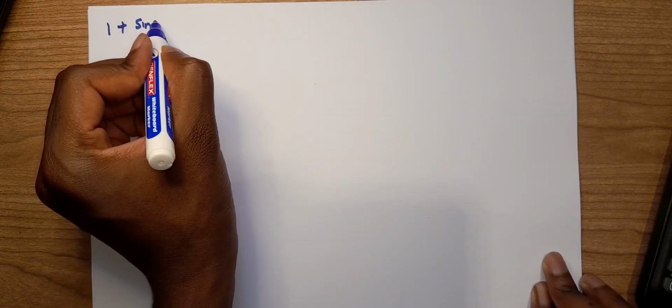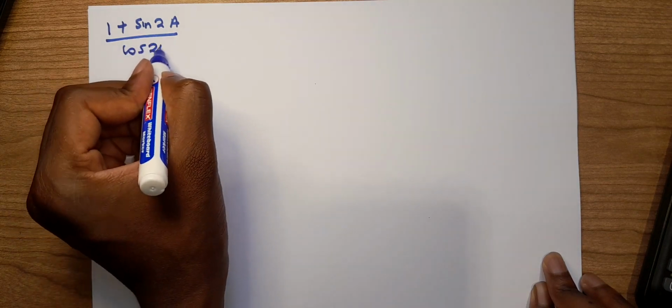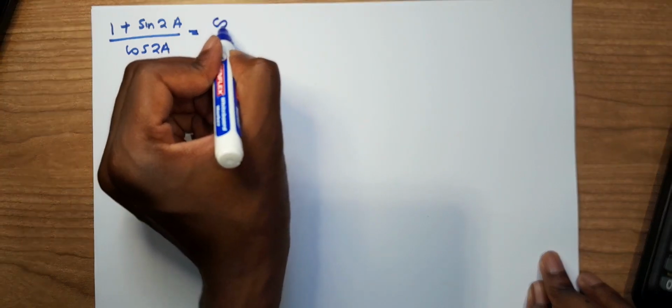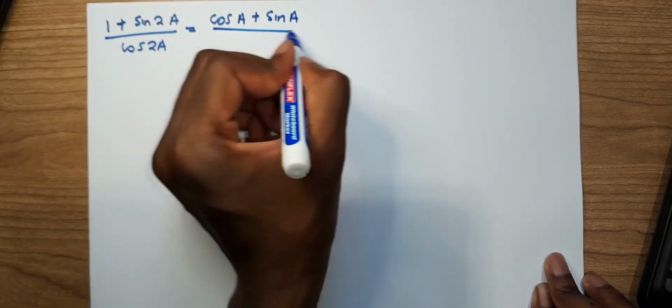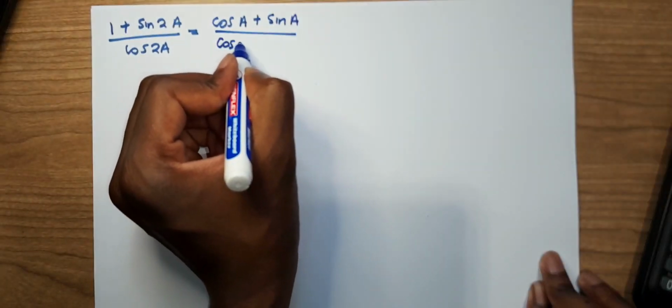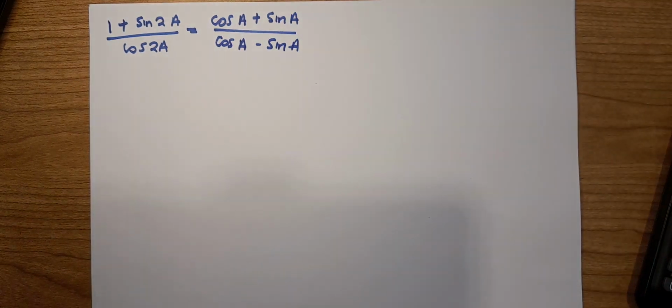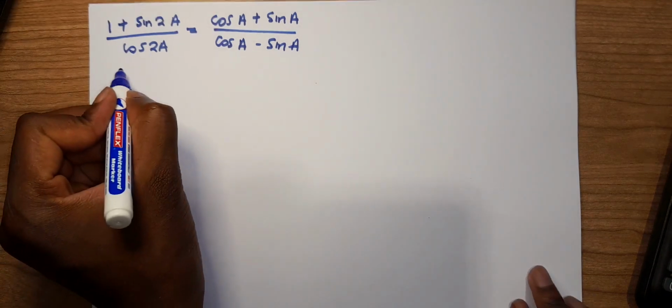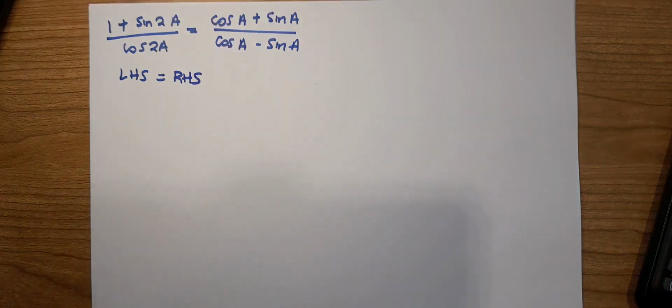We're now having to deal with (1 plus sine of 2 alpha) divided by the cos of 2 alpha, right? And we're being told that it equals (cos of alpha plus sine of alpha) divided by (cos of alpha minus sine of alpha), right? That's what this equals to. So we need to prove that the left hand side equals the right hand side.